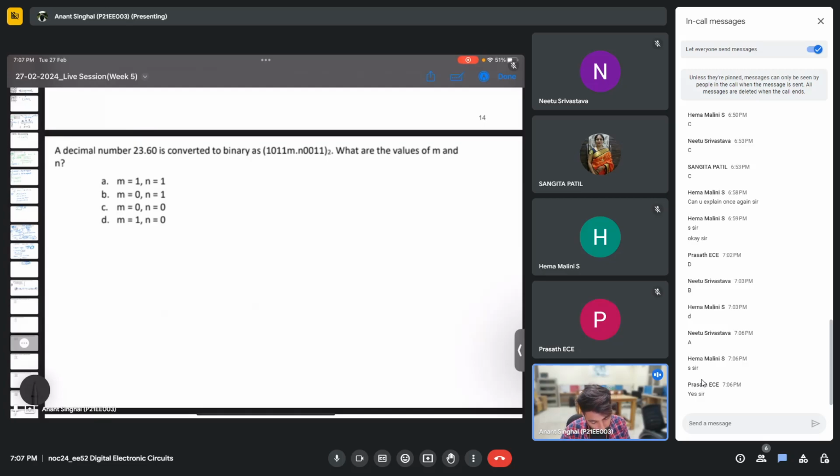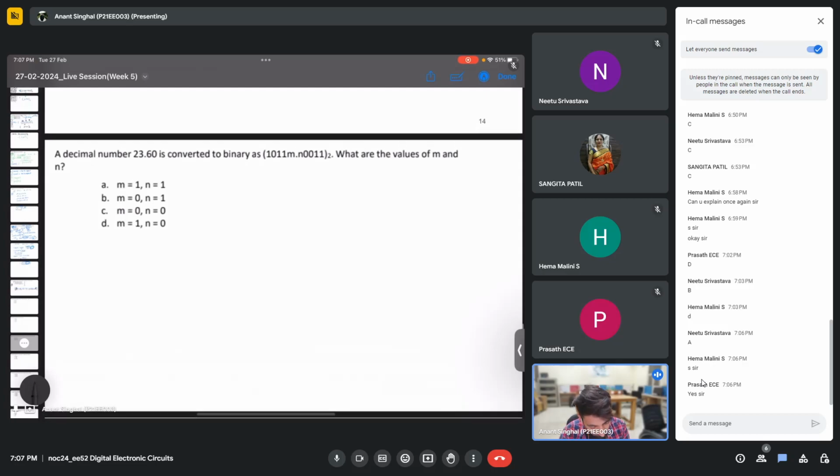Okay, so now it is a question which says a decimal number is this, which is converted to a binary number. So this is a similar question as we did in the previous one. You need to just let me know the answer of this m and n. So what will be? It will be either 0 or 1. So quickly let me know the answer and try to do it as quickly as you can.